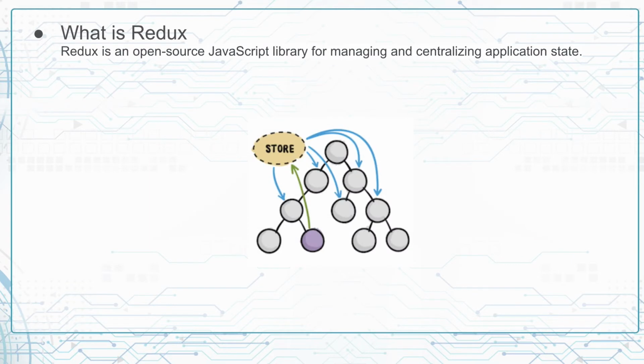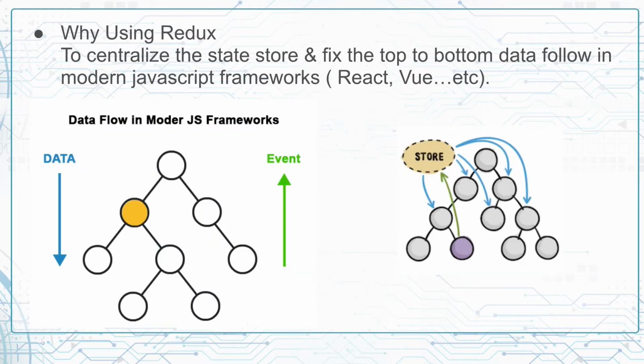First, what is Redux? Redux is an open source JavaScript library for managing and centralizing application states. And we mean by that we can have one global store which has all the shared variables or states, and this store will be accessible through the entire components in your framework. To understand this more, let's discuss why we use and why we need Redux.